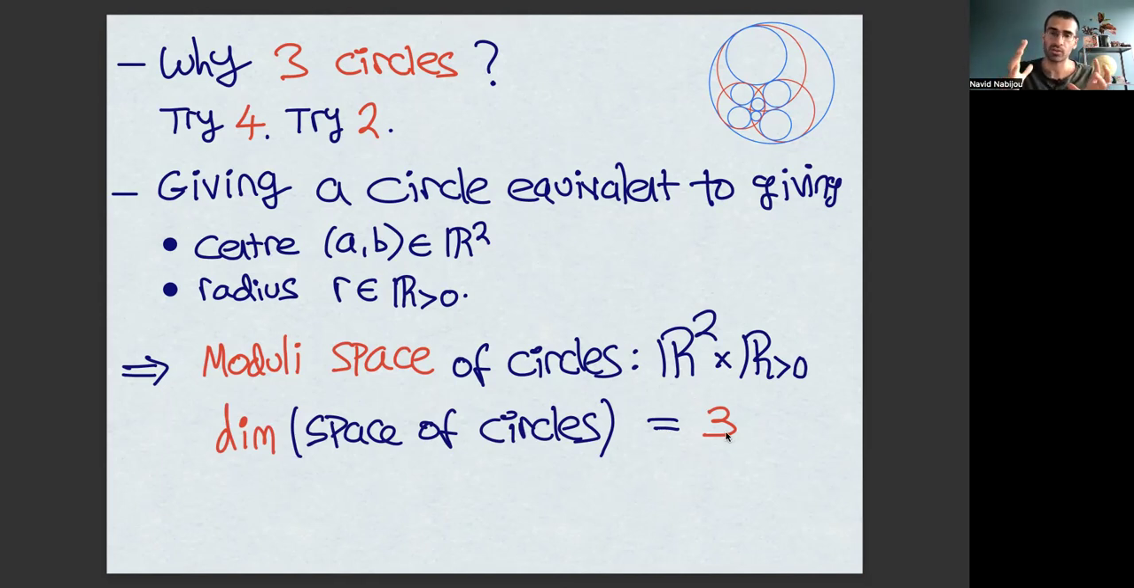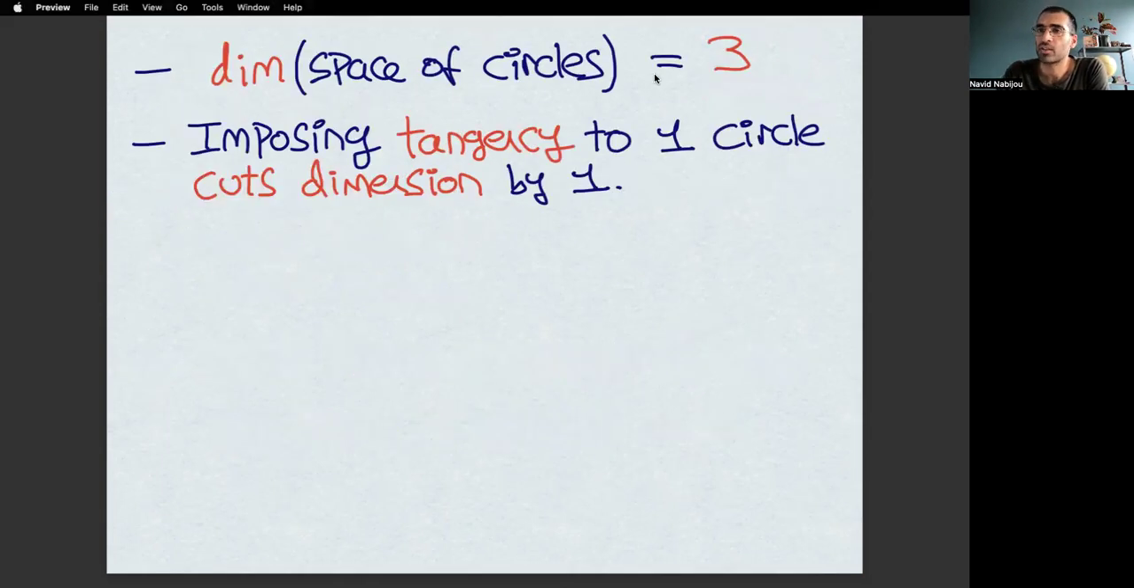And if you give me one circle, there's kind of 3 different ways that I can start deforming it to other circles. I can shift it in the horizontal direction, I can shift it in the vertical direction, or I can shrink it and grow it. And that will correspond to wiggling around these 3 parameters here. So the dimension of the space of circles is 3. It has 3 independent parameters.